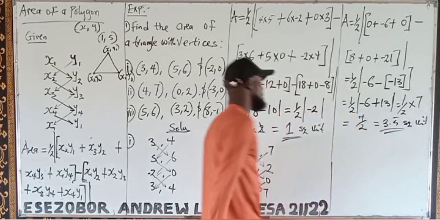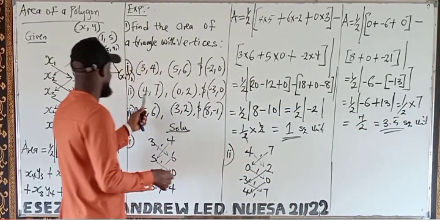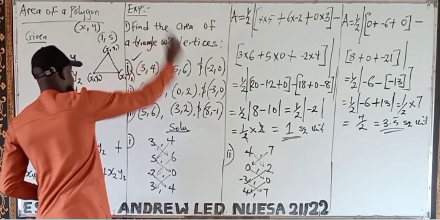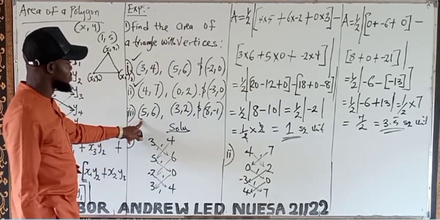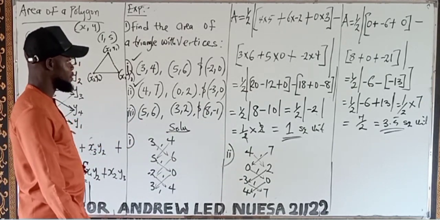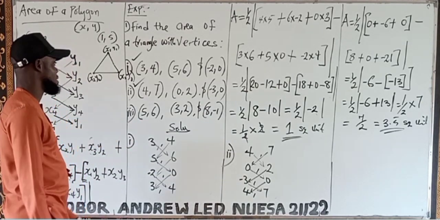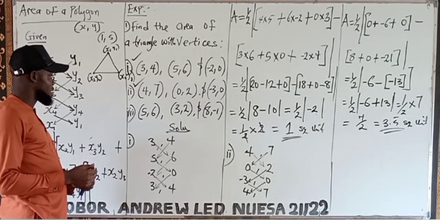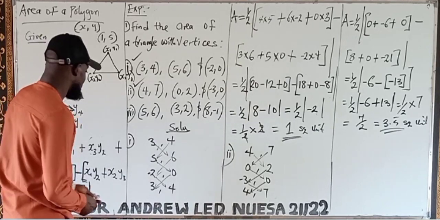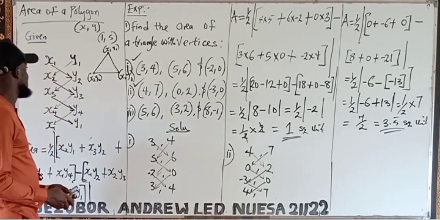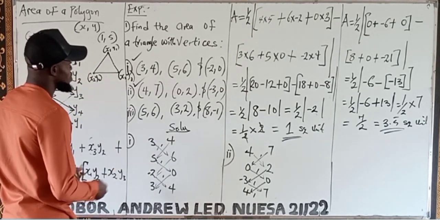That will give you the area of the second triangle. You're already done with this. So all of you can try this to check for the answer. Ensure the thing is in order, then you're already good to go.